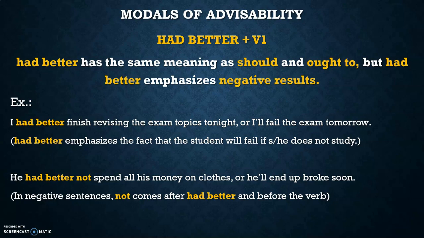As for had better, we use it for giving advice like should and ought to. But had better emphasizes negative results. In other words, in addition to the meaning of advice, had better also includes the negative result if the subject fails to take the advice. I had better finish revising the exam topics tonight, or I will fail the exam tomorrow. In this example sentence, the advice is finishing revising the topics, and the negative result is failing the exam.